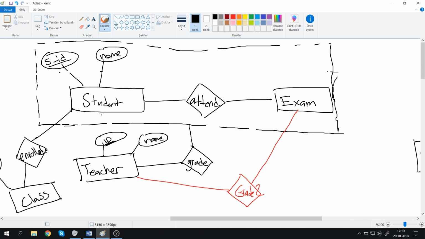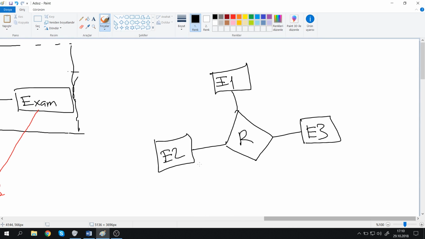On this side, we can have students that attend exams, and those attended exams might not be graded yet, but they are also in our database. And when a teacher grades them, we add them into another table for this grade relation. On this side, we should have all three entities beforehand to be able to add them into the relation.